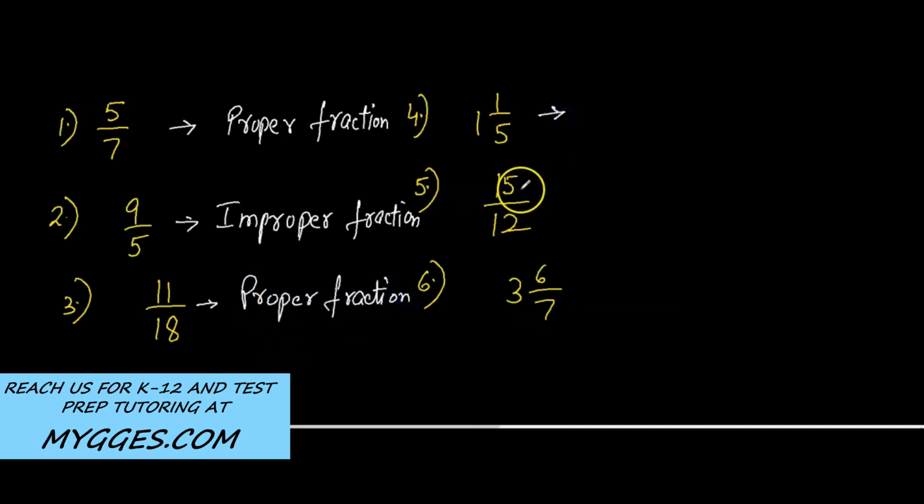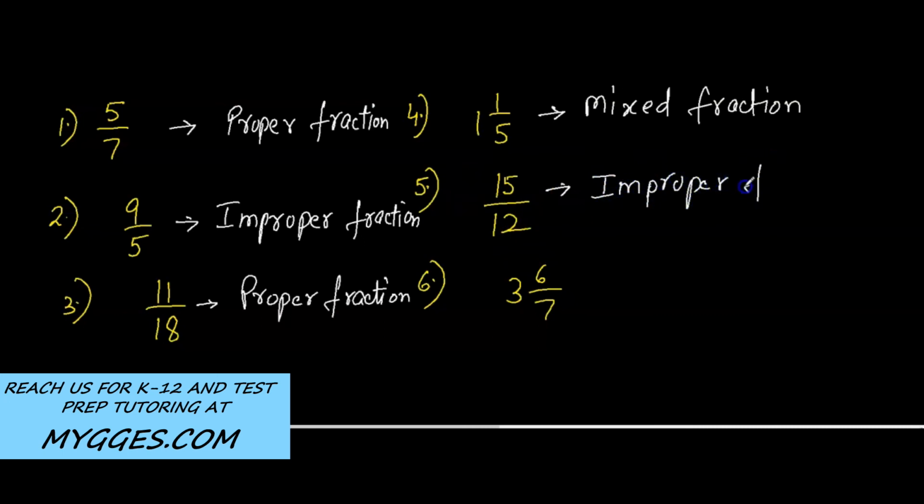In the fourth example, since we have two parts, the whole and the fractional part, and of course it's a proper fraction, this would be a mixed fraction. And in the fifth example, since the top number is greater than the bottom number, yes, that would be an improper fraction. And the last one, again we have two parts, the whole and the proper fractional part, so this would be a mixed fraction.